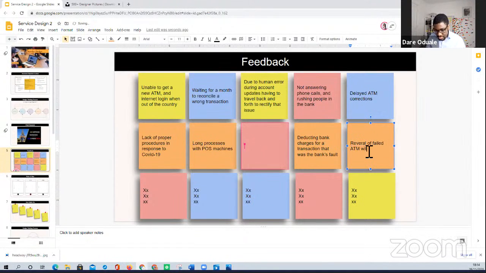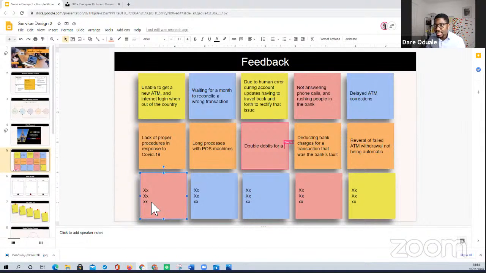Reversal of failed ATM withdrawal not being automatic. Yep. And I thought you were typing the debited for a cancelled transaction, because it's different from the charges. Even though it came as one point, I thought we could capture it as two different points. Okay.